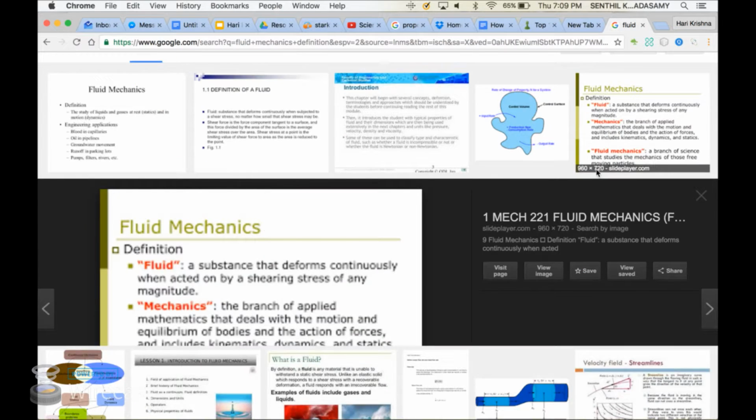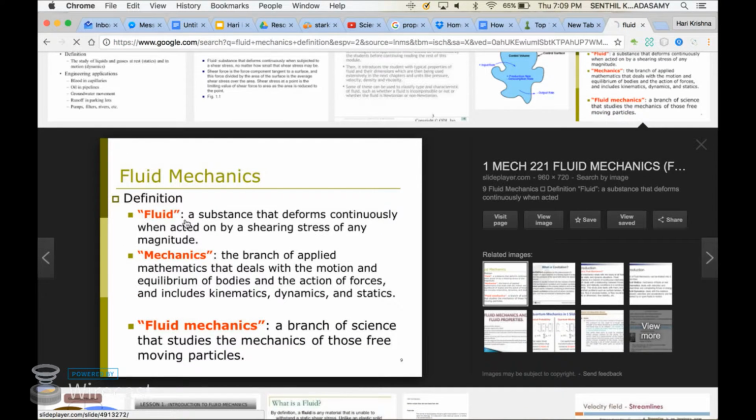So this was a great slide that I found. A fluid is a substance that deforms continuously when acted on by a shearing stress of any magnitude. So it could be anything that can deform, such as water, ink, or anything like that. Mechanics is related to motion in physics, and fluid mechanics is the science of studying the mechanics of free moving particles.